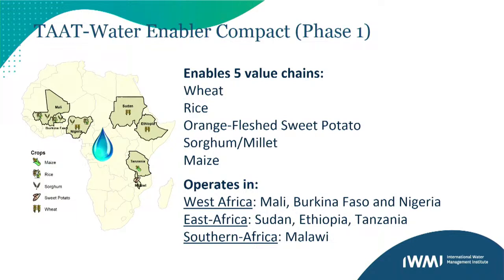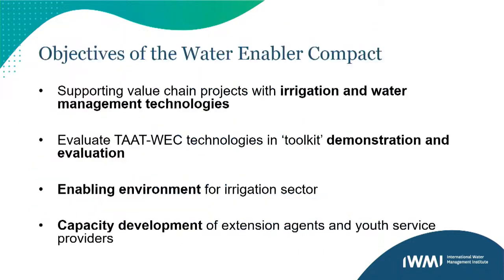In phase one of TAT activities between 2018 and 2020, we were involved in 7 African countries, and we addressed 5 major value chain crops: wheat, rice, orange-fleshed sweet potato, sorghum and millet, and maize. And we worked in West, East, and Southern Africa. TAT focuses on scaling proven technologies, and in our own case, proven irrigation technologies. We work to create an enabling environment. We were deeply involved in capacity development of extension agents and youth service providers.